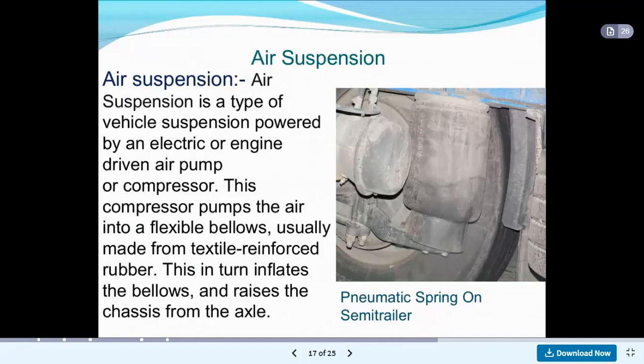Air suspension is a type of vehicle suspension powered by an electric or engine driven air pump or compressor. This compressor pumps the air into a flexible bellow, usually made from textile reinforced rubber. This in turn inflates the bellows and raises the chassis from the axle.